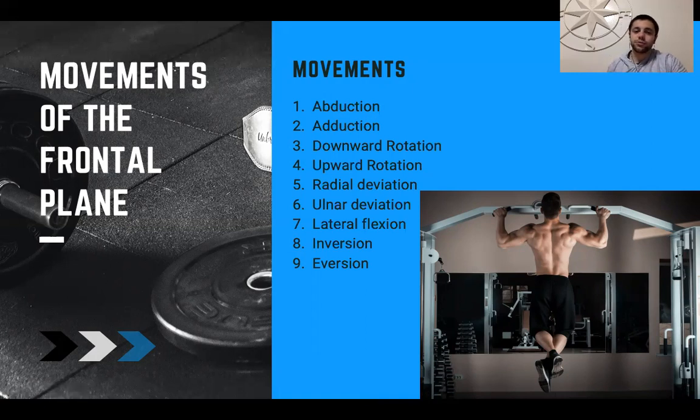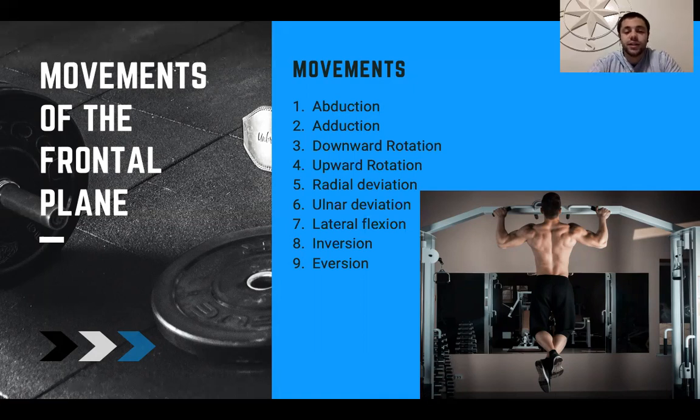Radial deviation and ulnar deviation occur at the wrist. Radial deviation is when my thumb moves closer to my radius, or the thumb side of my forearm, and ulnar deviation is when my pinky moves closer to my ulna, and so therefore that's ulnar deviation. Lateral flexion is pretty much what's going to occur at the spine, and that's essentially side bending, or any type of side crunch, or any type of, again, side bending is where we're going to see lateral flexion, and that's occurring at the trunk.